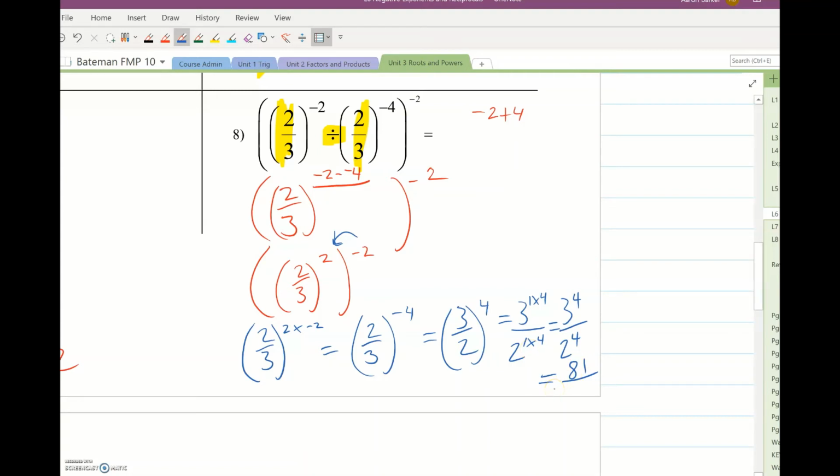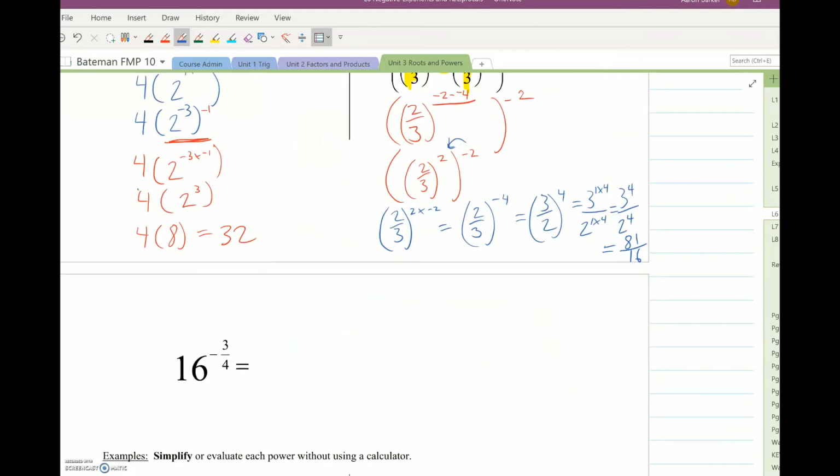2 times 2 is 4, times 2 is 8, times 2 is 16. So I like to change this to 16 over positive 3 over 4. And then I do my facelift on the bottom. So what's the exponent that I'm looking for right here?